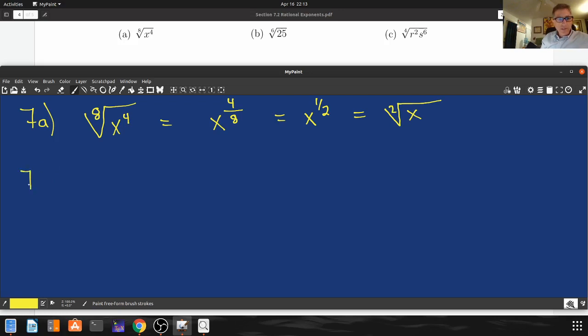So let's do 7b. So we want to do the 6th root of 25. So the first thing we're going to do is rewrite 25 as 5 squared.